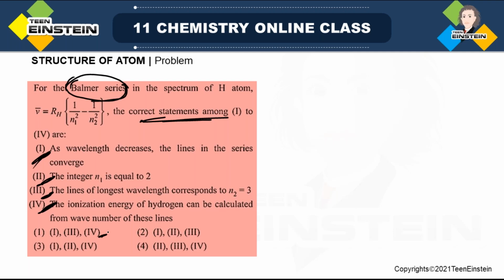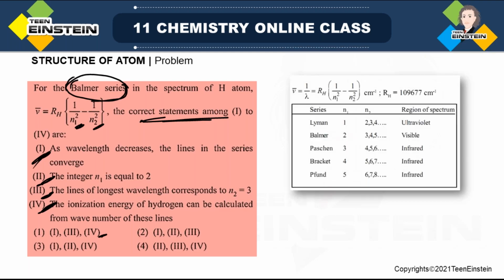Okay. So for Balmer series, we know n1 is 2 and n2 is 3, 4, 5 and so on up to infinity. So we have to consider the statements one by one. The first statement is saying, as wavelength decreases, the lines in the series converge. Now see, remember the lines are like this. Suppose if it is the first energy level, then the second energy level, third, and gradually it is becoming closer and closer.